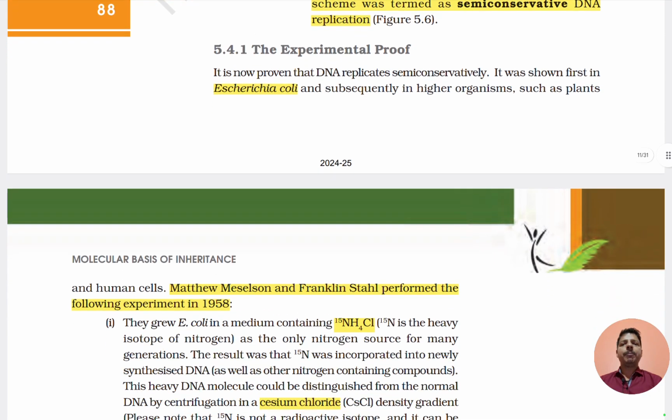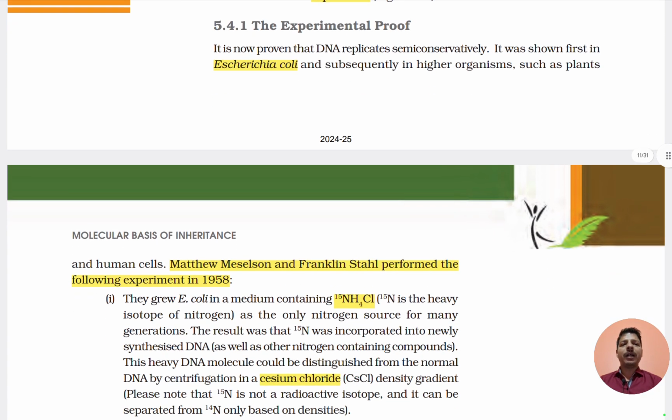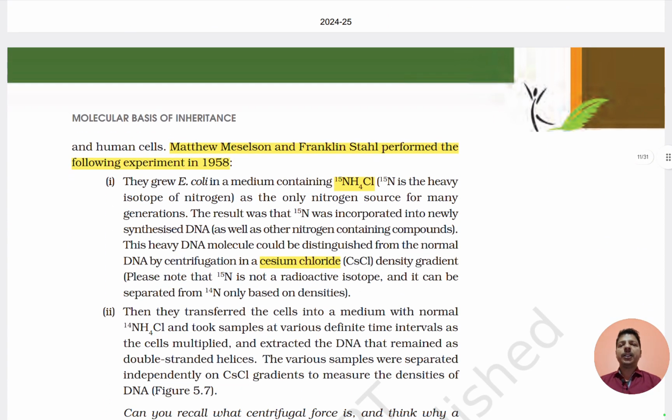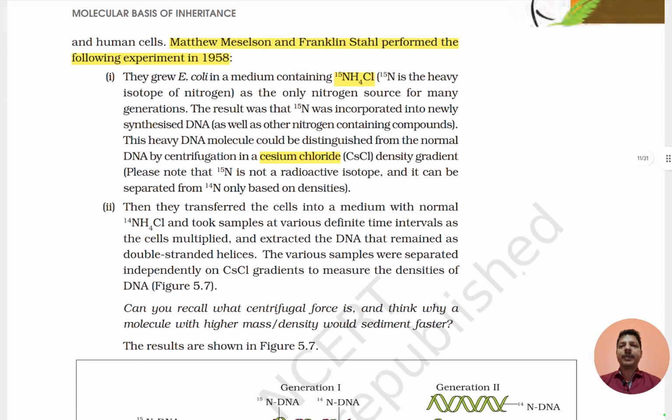Experimental proof by taking E. coli: Matthew Meselson and Franklin Stahl performed the following experiment in 1958. They grew E. coli in a medium containing 15NH4Cl, where N15 is the heavy isotope of nitrogen, and also 14NH4Cl, and by centrifugation in cesium chloride, as you can see.